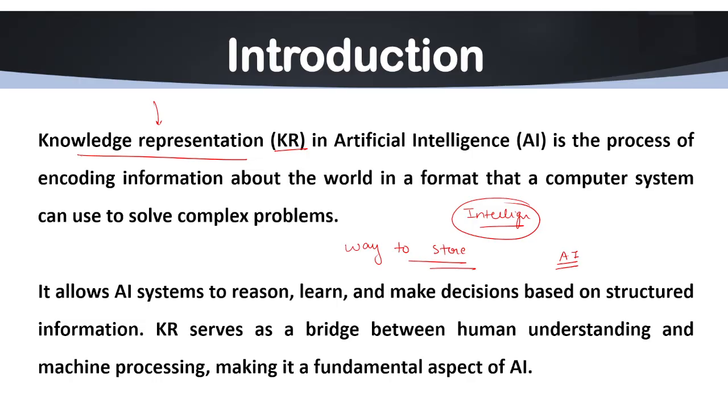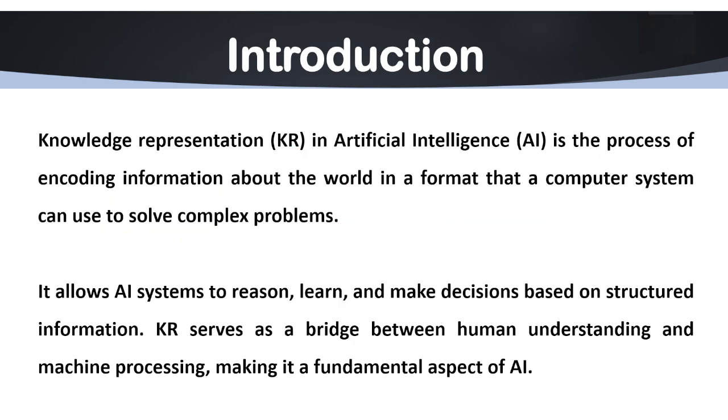Clear? So here, as you can see, we have some definitions. Knowledge representation in AI is the process of encoding information about the world in a format that a computer system can use to solve any complex problem. So this particular statement is very important. I hope students everything is clear till now.